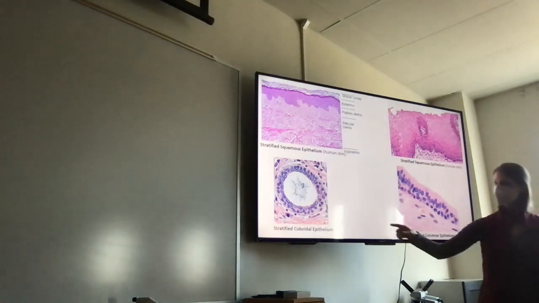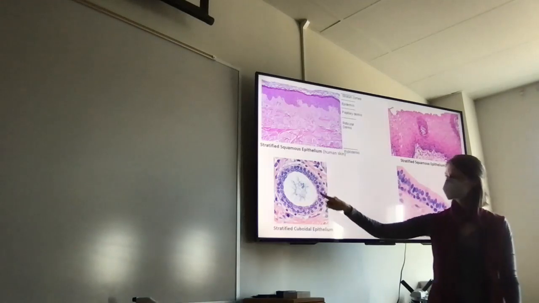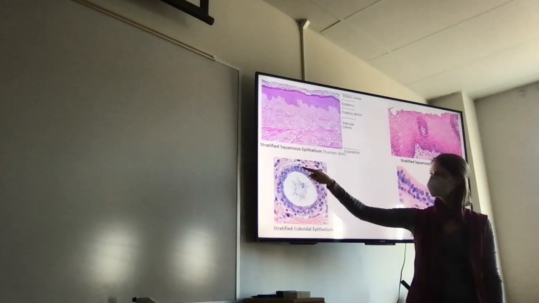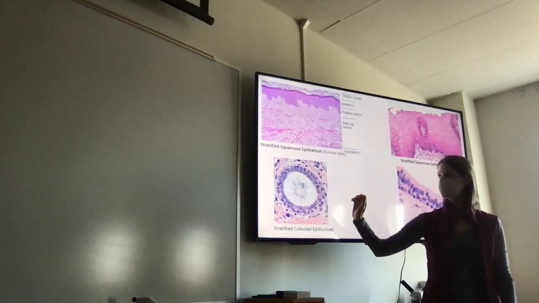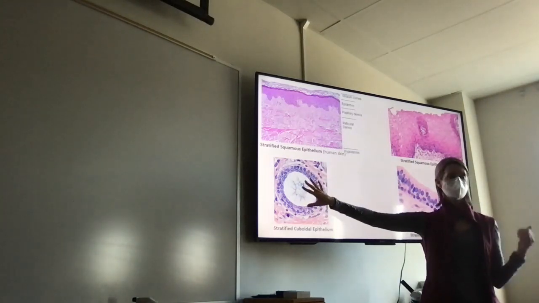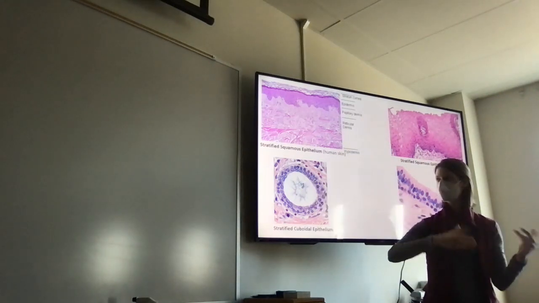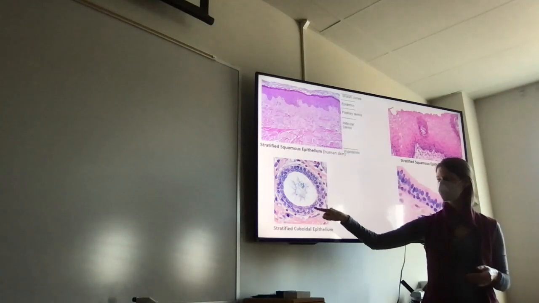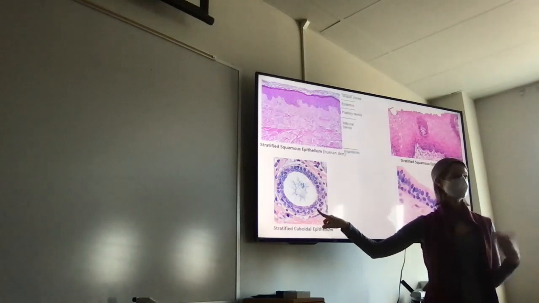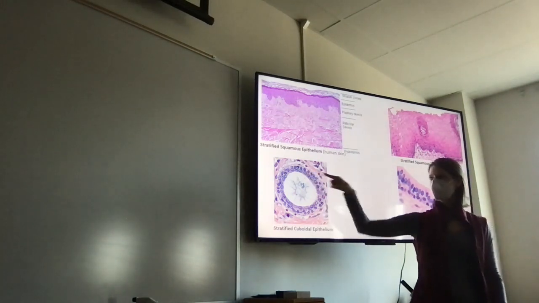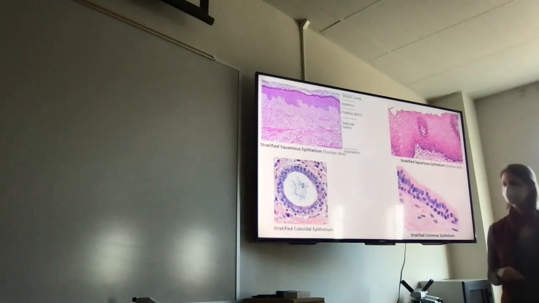Okay, stratified cuboidal over here. So here we have the cavity that it is lining, and now we have two layers of cells. So if you compare this to the simple cuboidal, hopefully it's pretty obvious that the simple cuboidal is one layer of cells, and this is clearly two layers of cells stacked on top of each other, so that makes it stratified. And it's cuboidal because, again, these nuclei are taking up the vast majority of the cell.